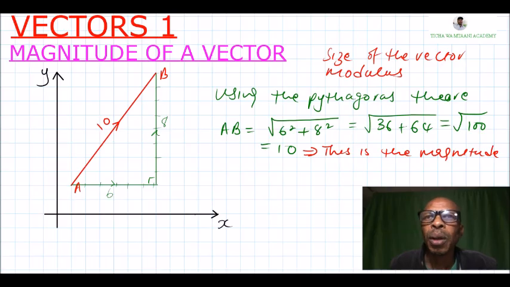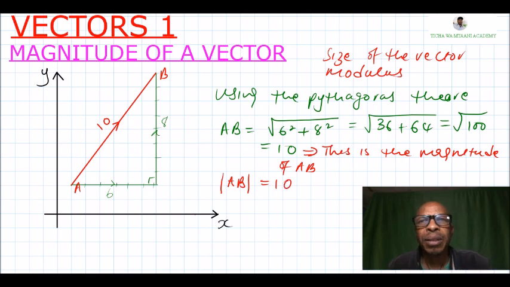So this is the magnitude of AB. We write it like this: magnitude of AB is equals to 10 units. So that's how we get the magnitude of a vector.